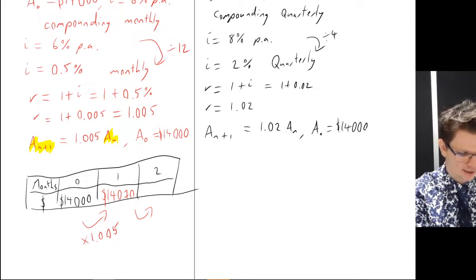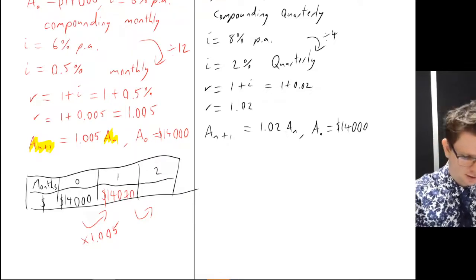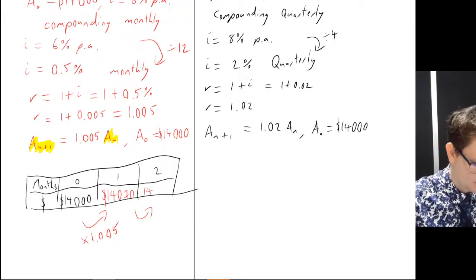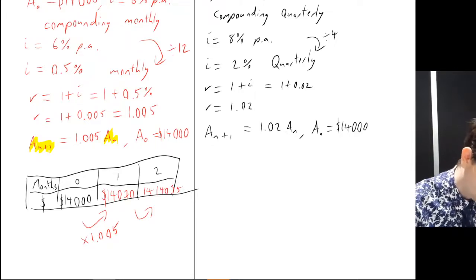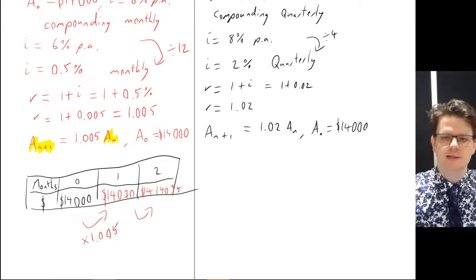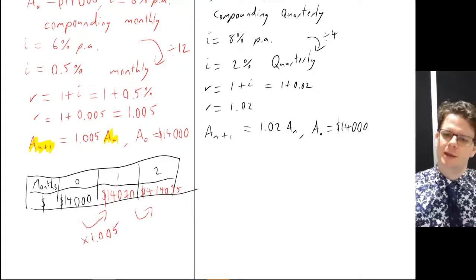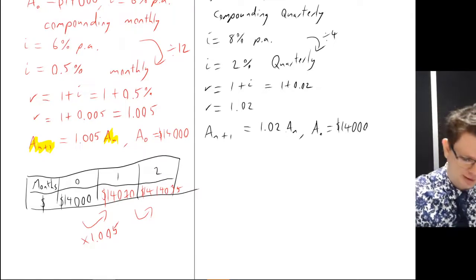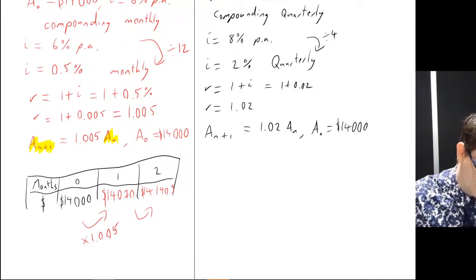So 14,070, once again, times by 1.005. $14,140.35. Right? Now that makes sense, and you might be thinking, well, don't you just get $70 each time? Well, no, that's not the way that it works. Okay, so just be really mindful of this. That's just the way it's going to be.